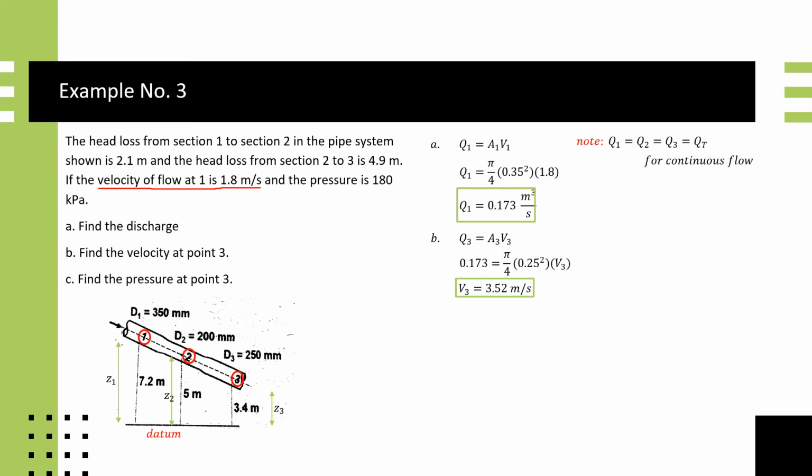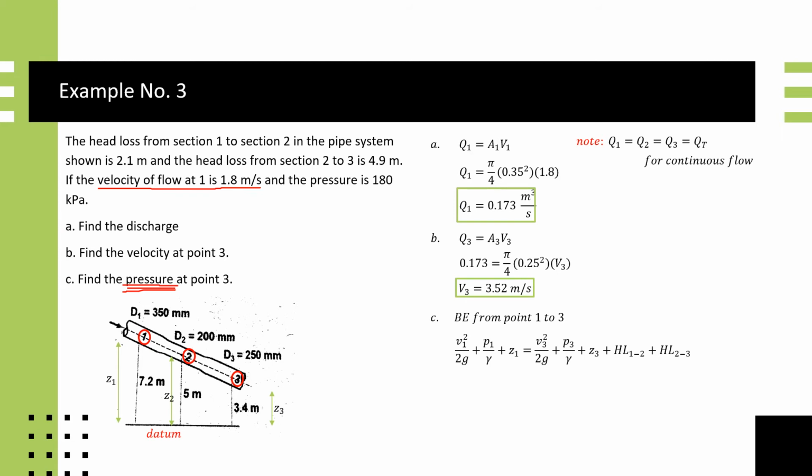Find the pressure. Ayun, may pressure ng given. So, ibig sabihin nito, automatic, gagamitin mo na yung Bernoulli's energy equation, letter C, BE from point 1 to 3. So, I will be considering point 1 and point 3, para hindi kayo malito. Okay? Ito yung formula.